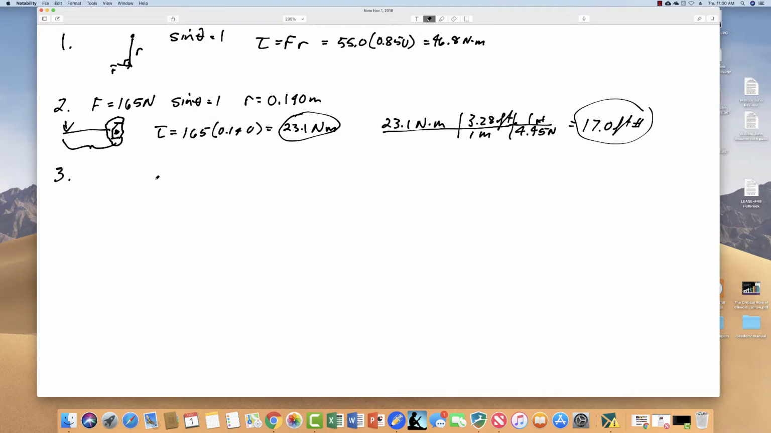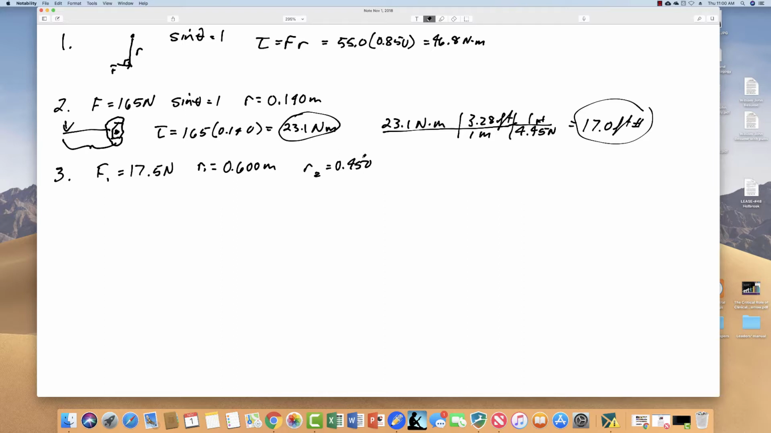Number 3 states that 2 children are on opposite sides of a door playing, and both are pushing horizontally and perpendicularly on the door. One child pushes with a force of 17.5 newtons at a distance of 0.600 meters, so R1 is equal to 0.600 meters, and the second child pushes at a distance R2 of 0.450.